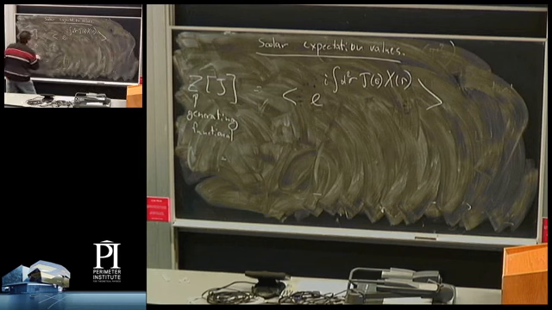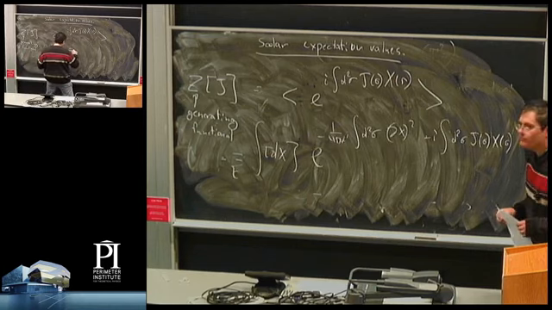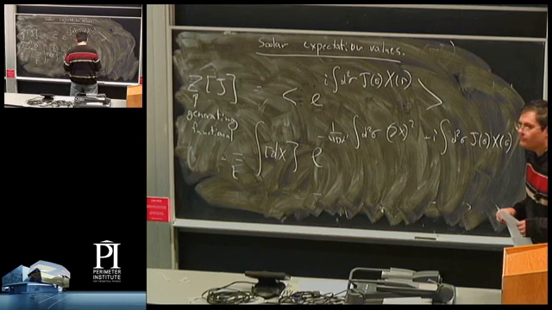Okay? So what I need is DX, and then I have e to the minus 1 over 4 pi alpha prime, and the integral over sigma, of (∂X)squared, and then I have plus i, the integral d sigma, J of sigma, X of sigma. This is the source term in the Euclidean case.